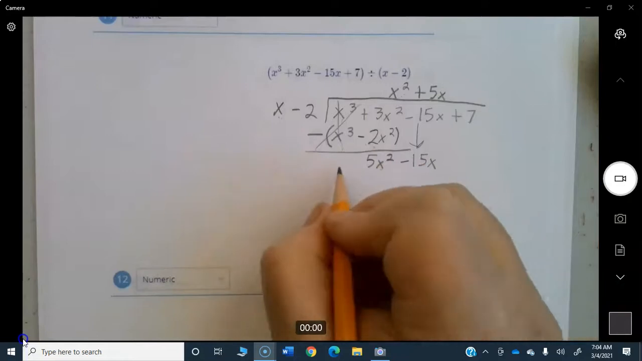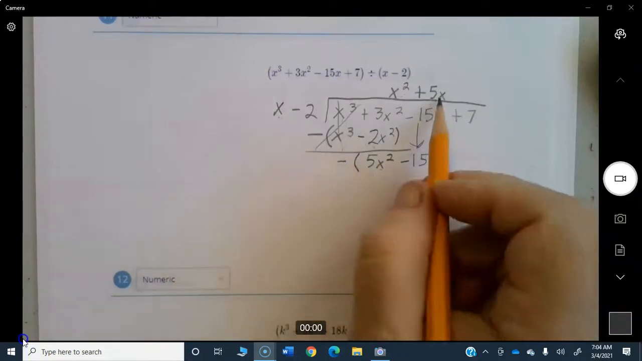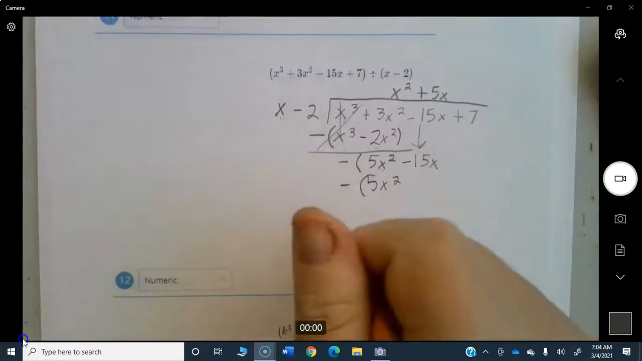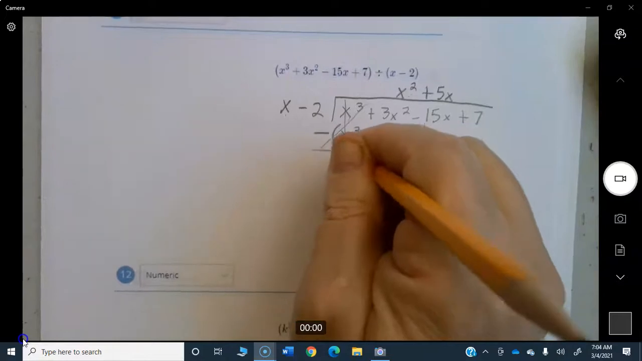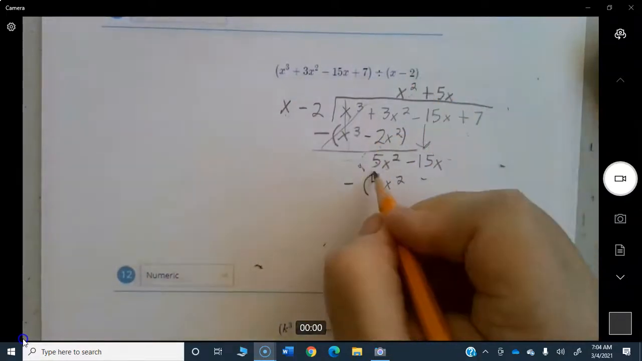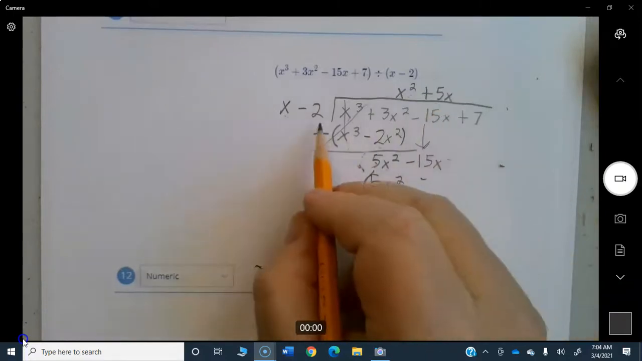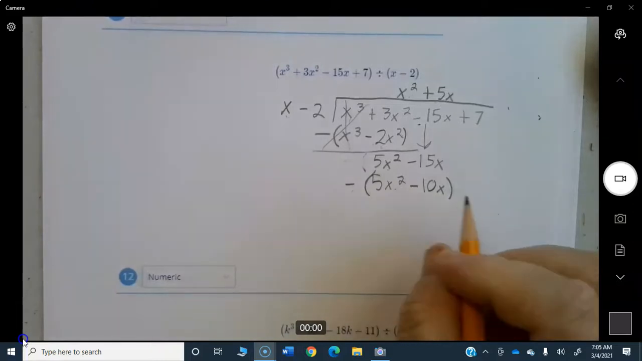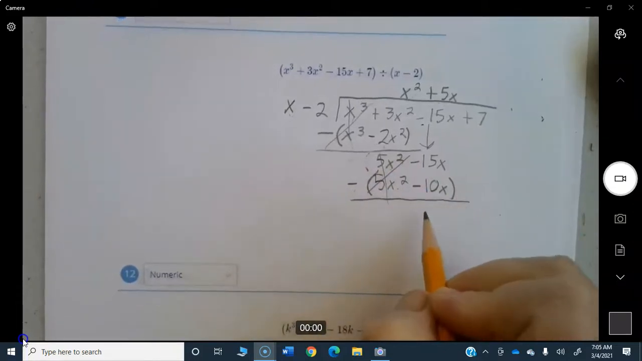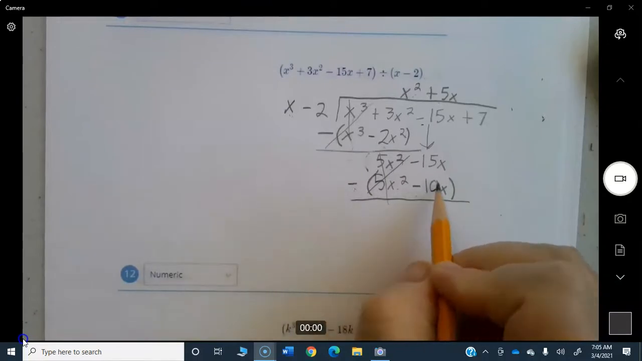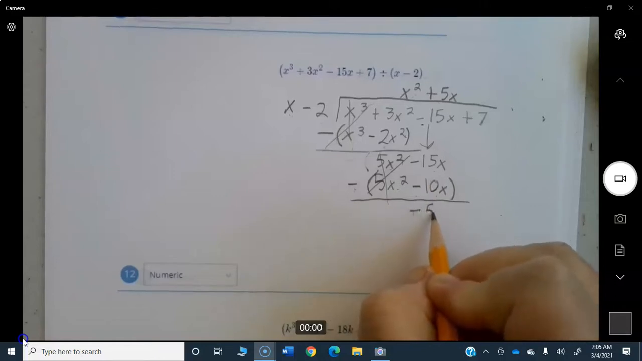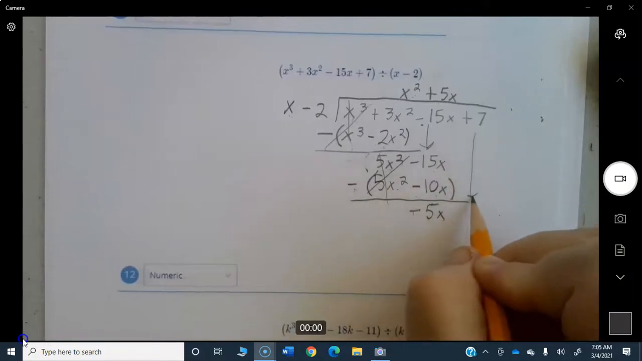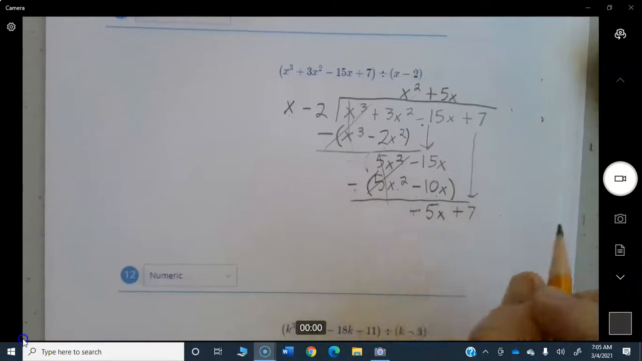X times x is x squared. Put our negative sign there in a parenthesis. So 5x times x is 5x squared. And I put the negative sign in the parenthesis in the wrong place. So erase that. Okay, it goes down here. So that's a parenthesis there. Negative 5x squared. And then 5x times negative 2 is negative 10x. Okay, 5x squared minus 5x squared is nothing. It goes away. Okay, negative negative is going to make it a positive 10, so negative 15 plus 10 gets you to negative 5. Okay, so that's our subtraction step. And now we need to do the final pull down right here. That's going to be plus 7. And now we're ready to start all over.